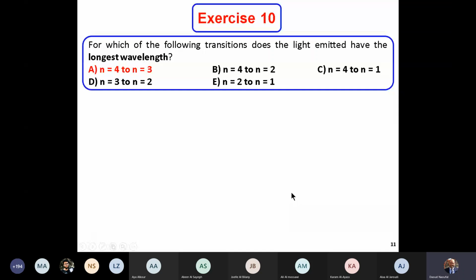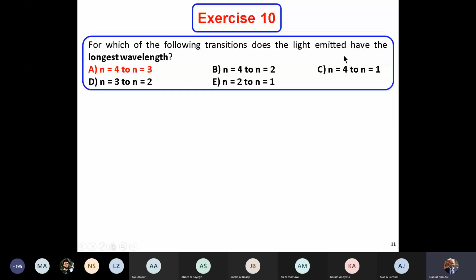Exercise 10. For which of the following transitions does the light emitted have the longest wavelength? Pay attention that the transition is the same as the emission in the value of delta E. Delta E transition equals, meaning E absorbed equals E emitted. And always use delta E, the difference of energy between two levels, as E higher minus E lower.